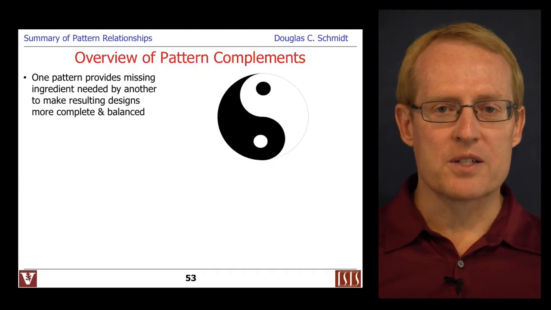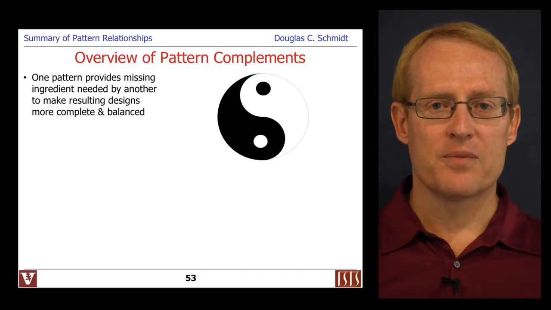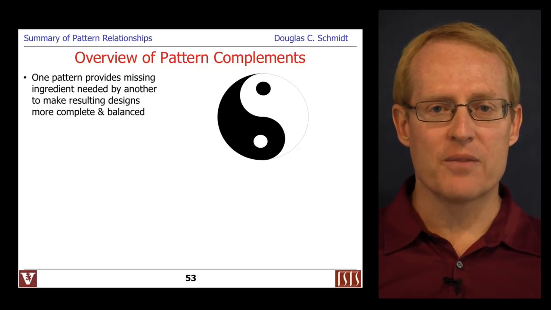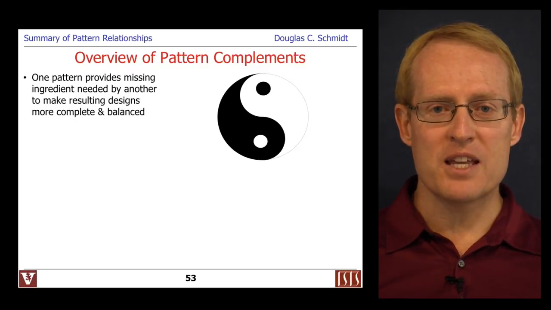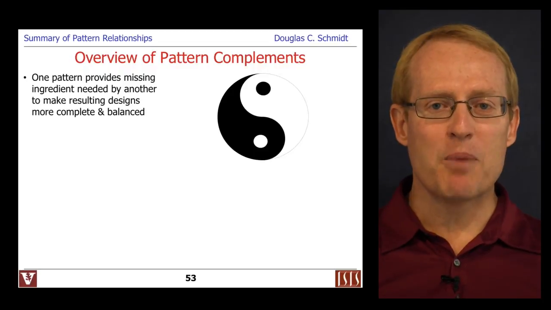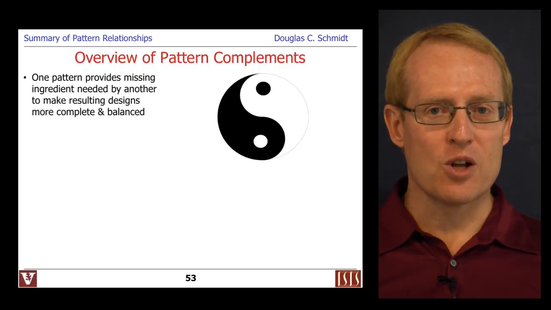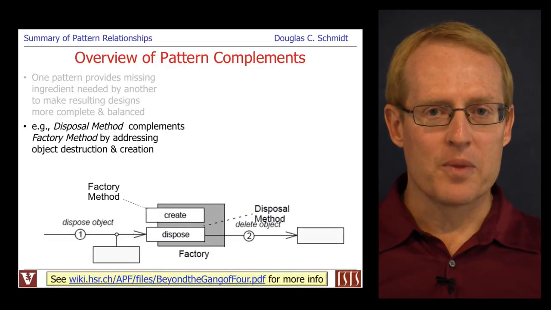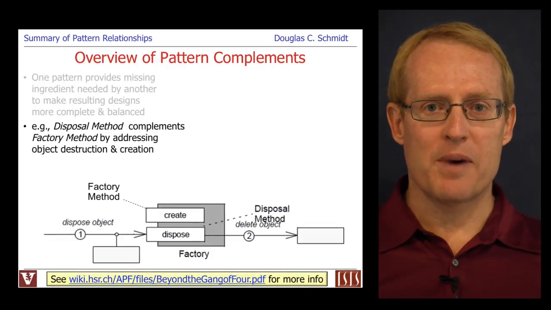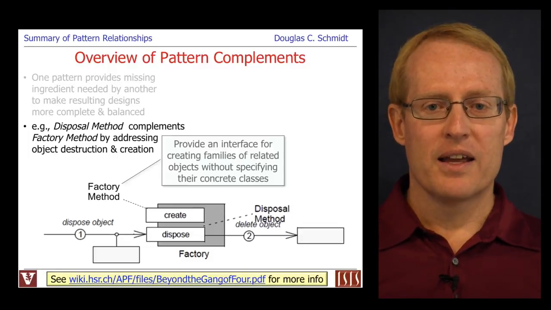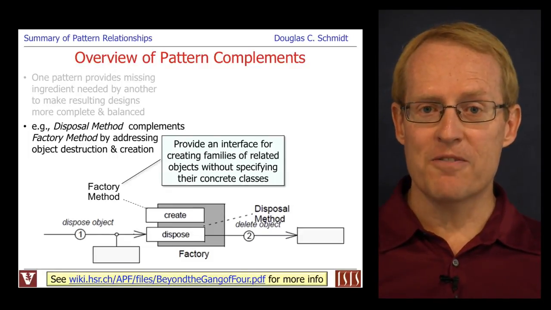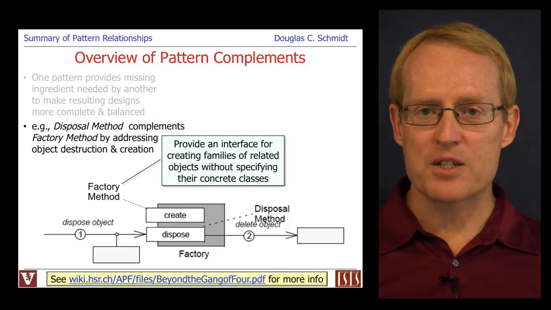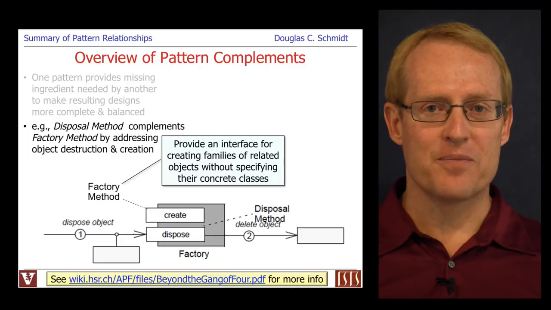The first topic we're going to discuss are pattern complements. There's a couple variations of this concept. In one variation, a pattern provides a missing ingredient needed by another pattern to make the resulting design more complete and balanced. For example, the Gang of Four book talks about the factory method. And the factory method is used to provide an interface for creating families of related objects without having to specify their concrete classes. And this is great.